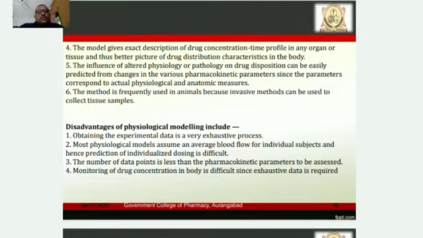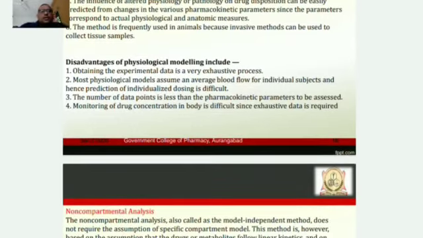Next are the disadvantages of the physiological model. Obtaining the experimental data is a very exhaustive process. Most physiological models assume average blood flow for individual subjects, and hence prediction of the individual dose is difficult. The number of data points is less than the pharmacokinetic parameters to be estimated. Next, monitoring of drug concentration in the body is difficult since exhaustive data is required here.